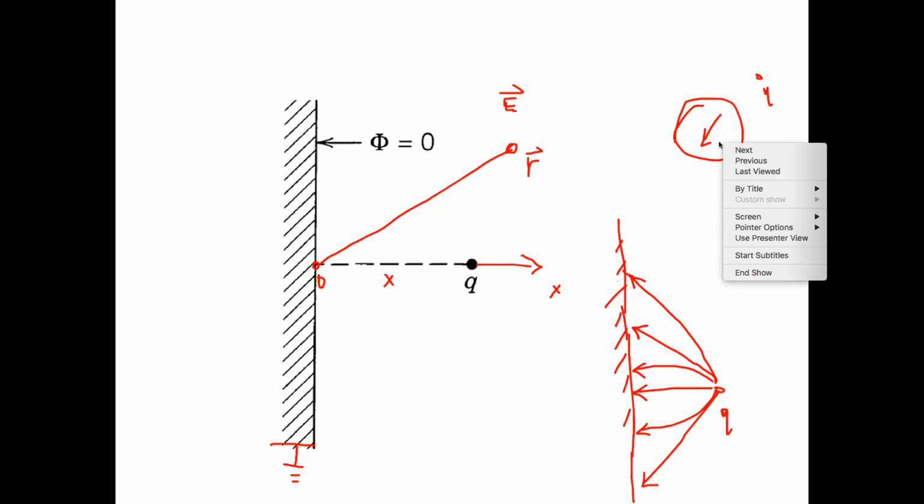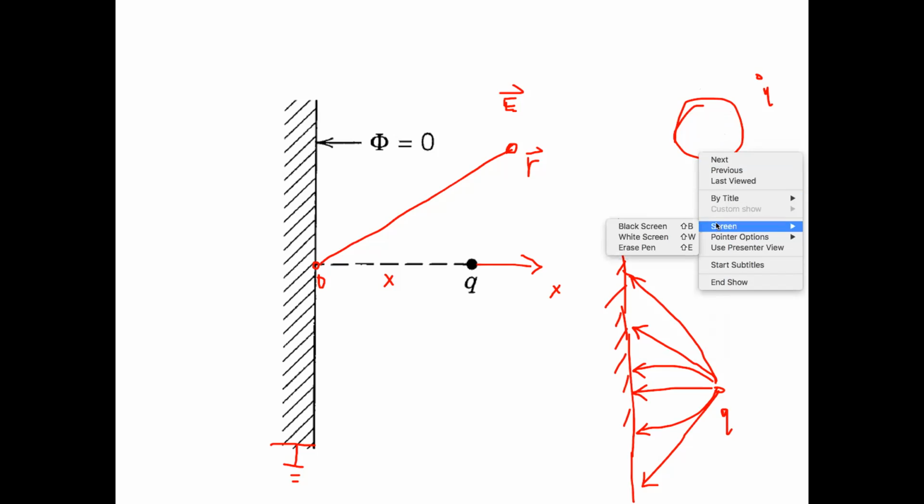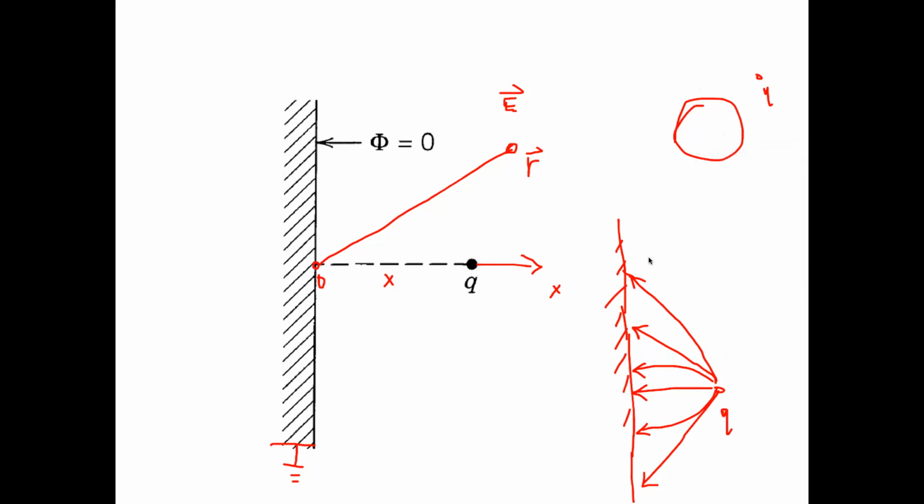let me erase some of the drawings. Second, on the surface of a conductor, is it possible the field lines look like this, or the field lines have some tangent component? Is it possible? Why?